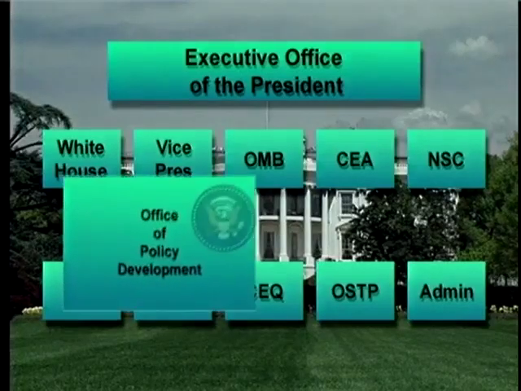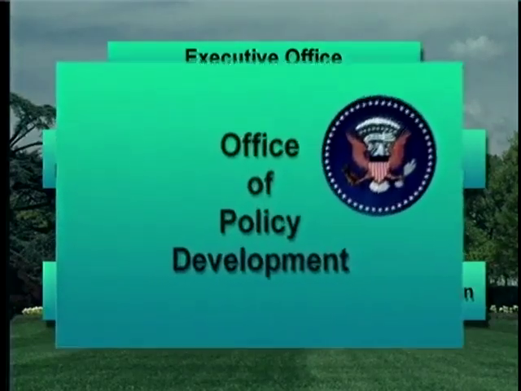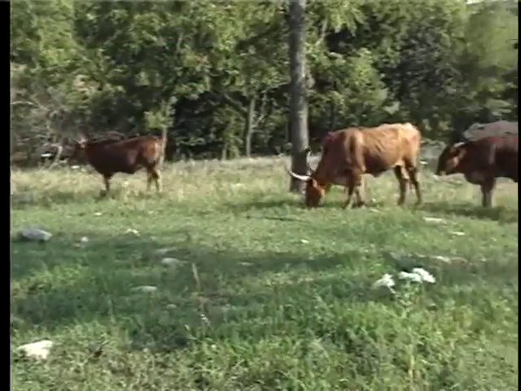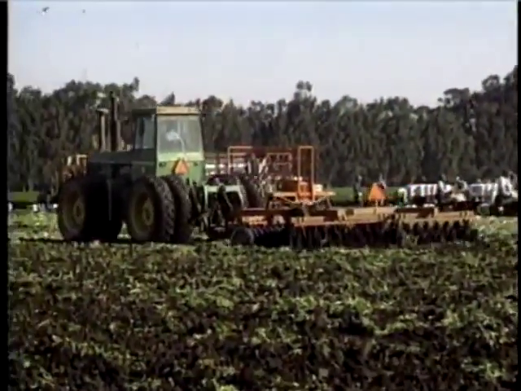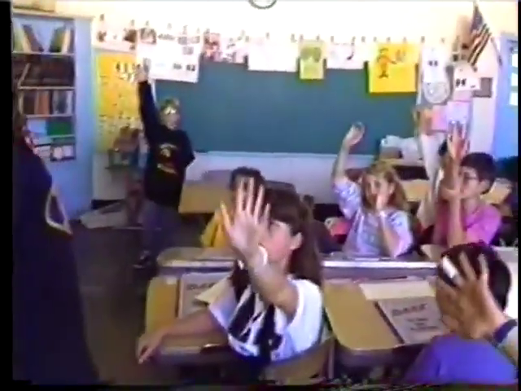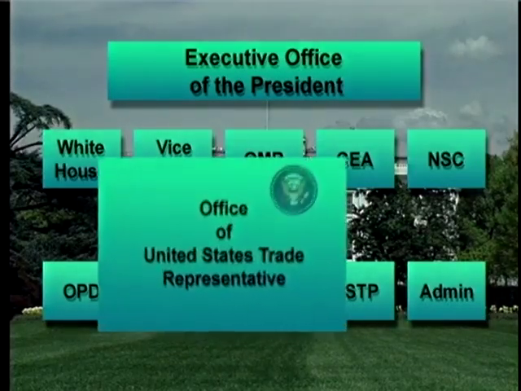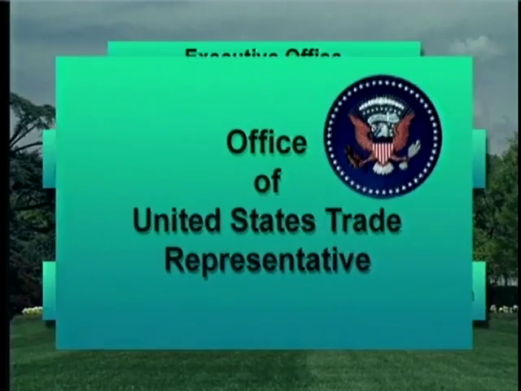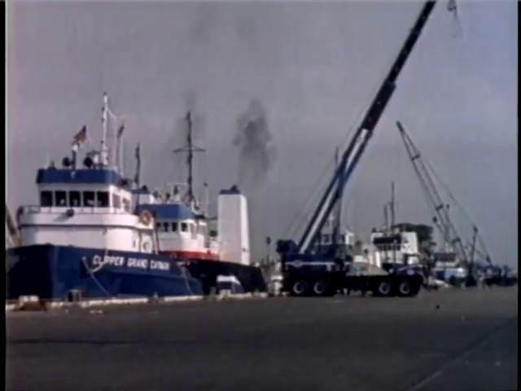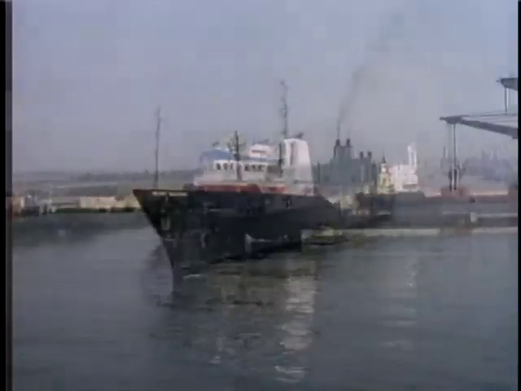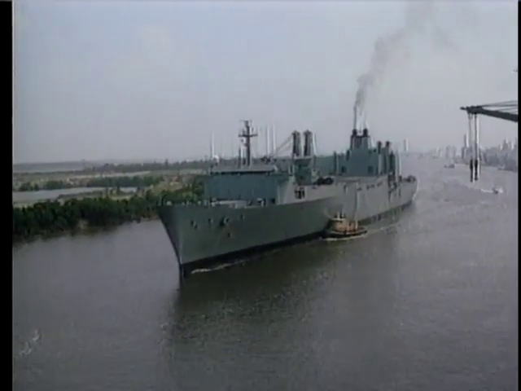Another department designed to assist the chief executive is the Office of Policy Development. This office helps the president devise and coordinate domestic strategy in such diverse areas as foreign policy, community development, and school lunches. The Office of the U.S. Trade Representative is headed by the President's chief advisor on foreign trade policy. The Trade Representative holds the rank of ambassador and represents the country in all foreign trade negotiations.